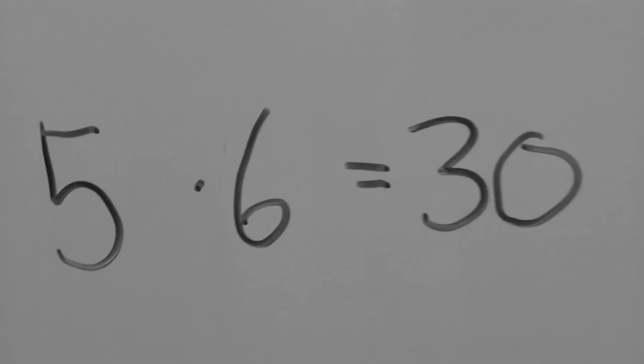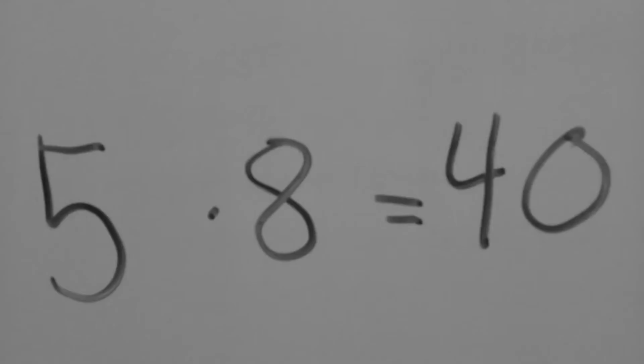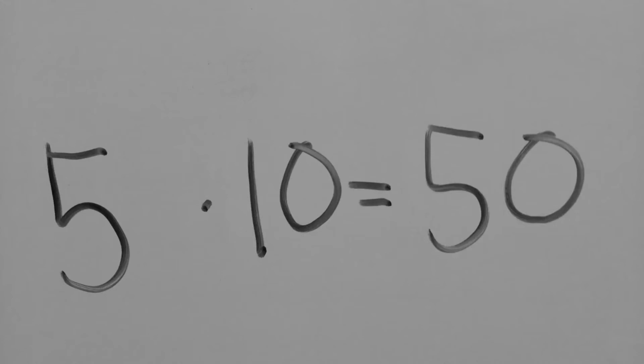And 5 times 6 is 30. 5 times 7 is 35. And 5 times 8 is 40. 5 times 9 is 45. And 5 times 10 is 50.